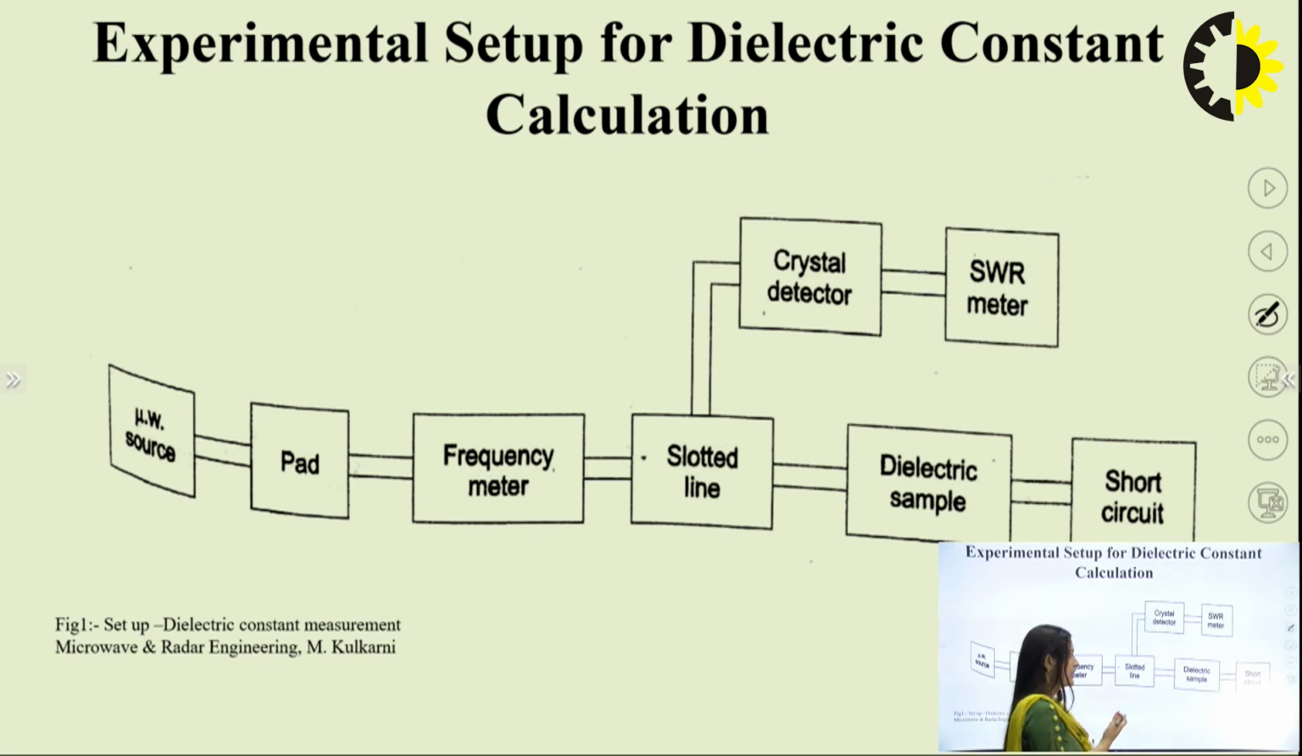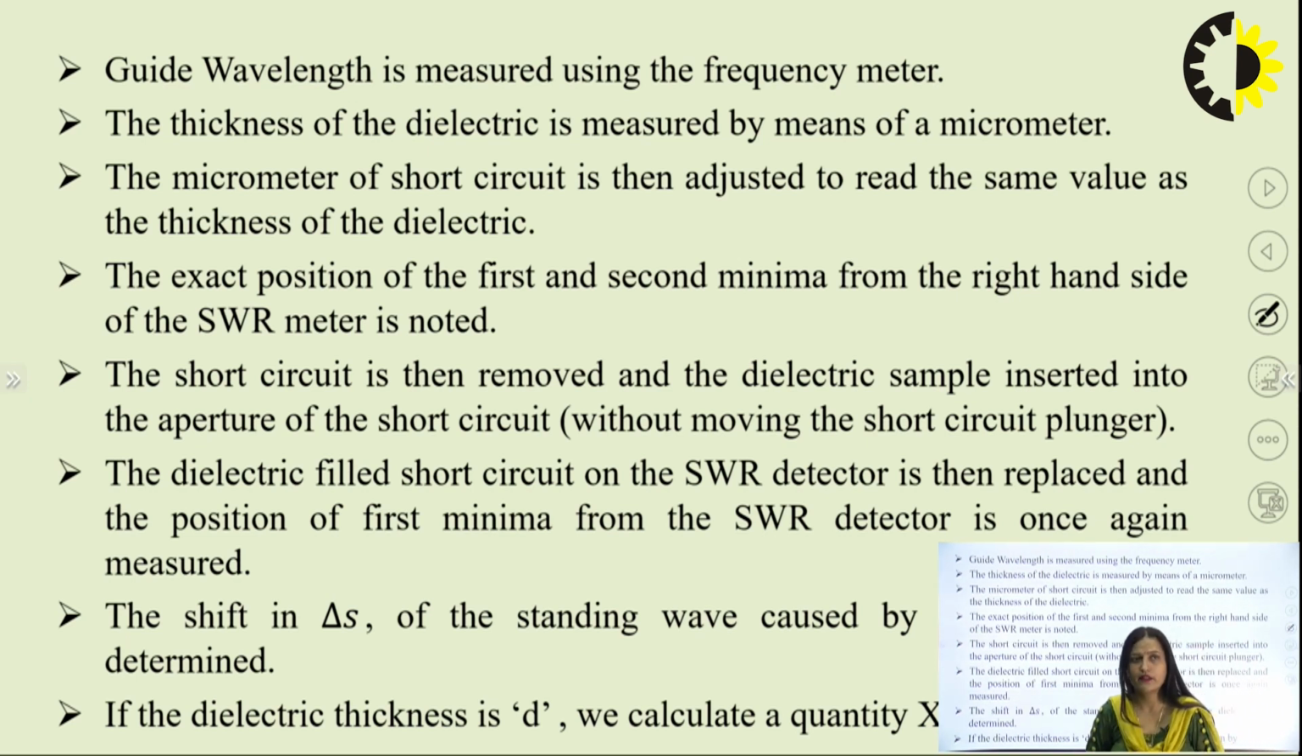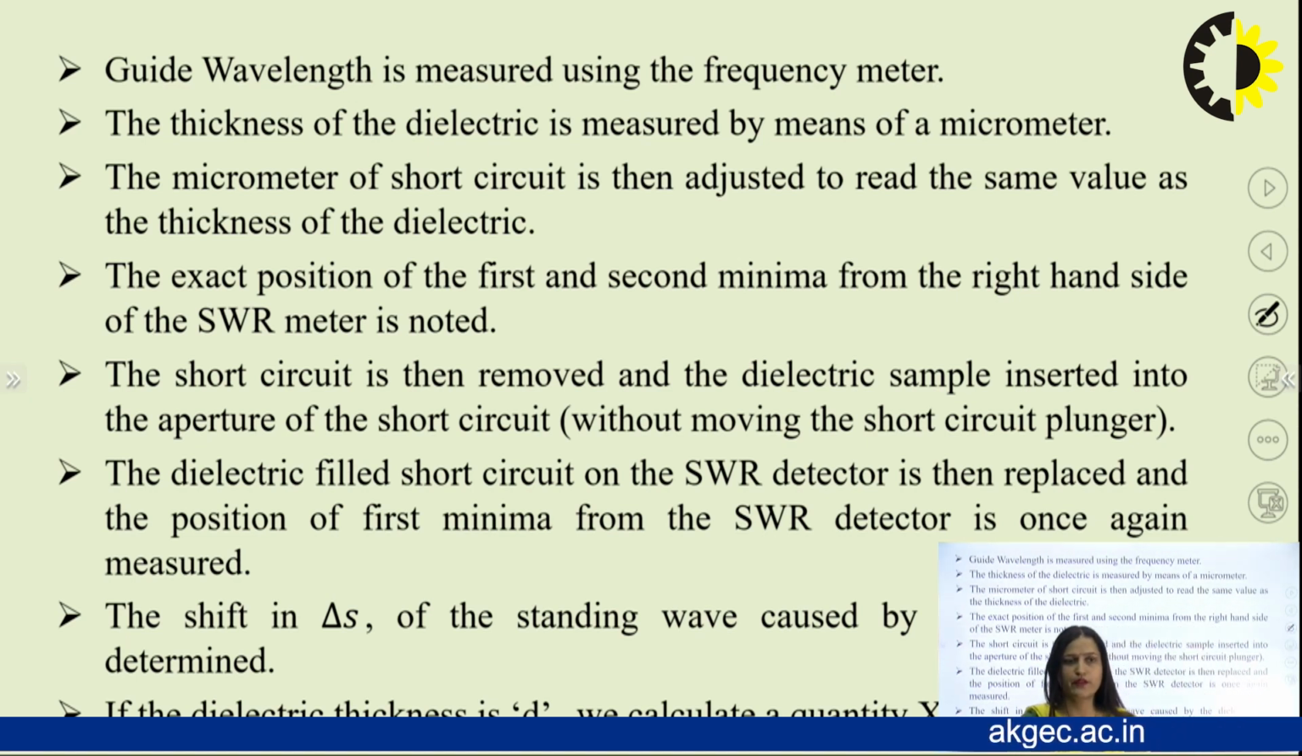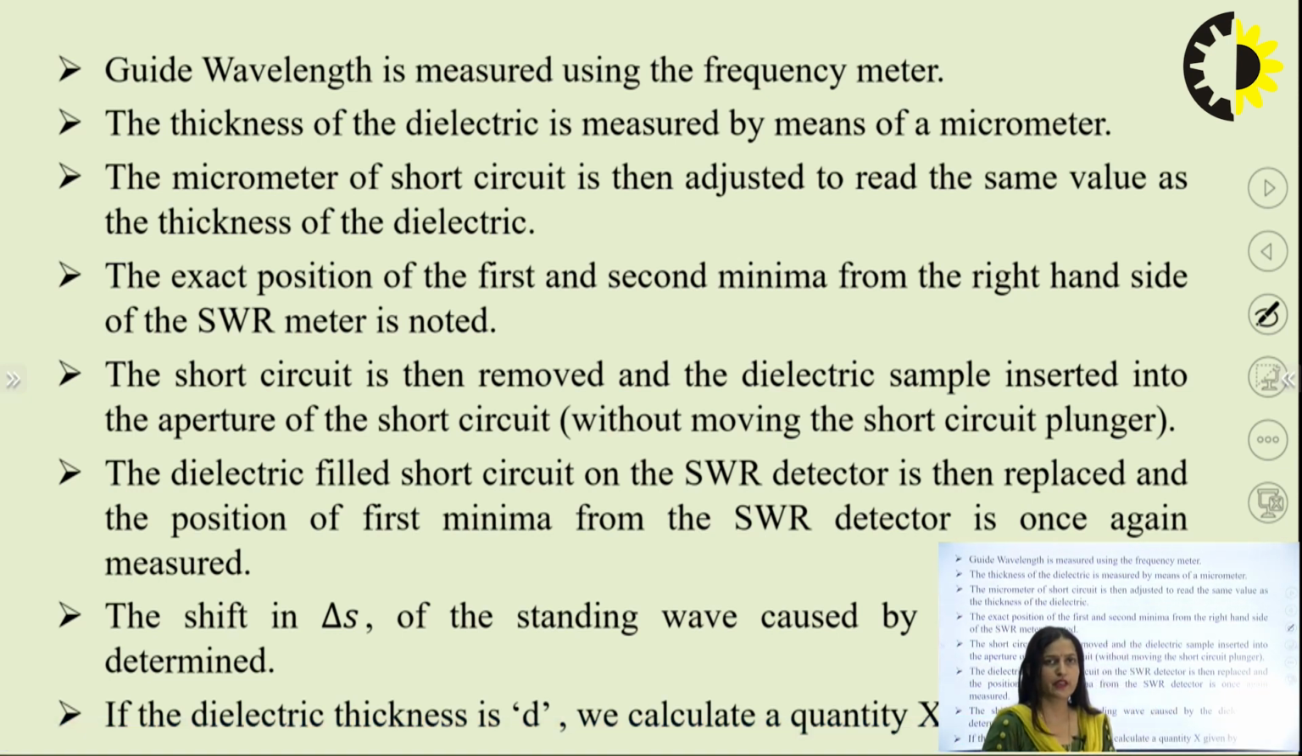In this setup, first we take the reading without the dielectric sample, and we measure the first two minima on the SWR meter. After that we connect the dielectric sample again and find out the first two minima. The shift between these minima basically gives us the value of the dielectric constant. The guided wavelength is measured using the frequency meter. From the frequency meter we can find out the frequency, and from the relation between frequency and wavelength we can find out the guided wavelength. It means the wavelength which is traveling through the waveguide is called the guided wavelength.